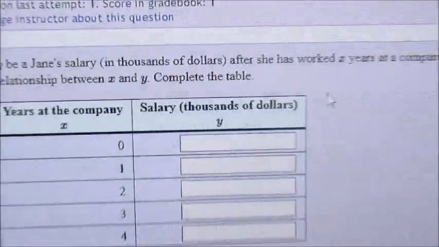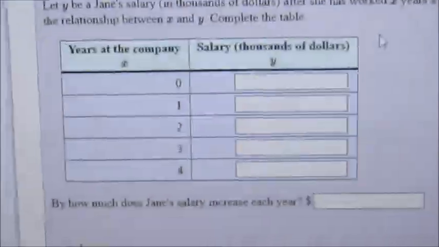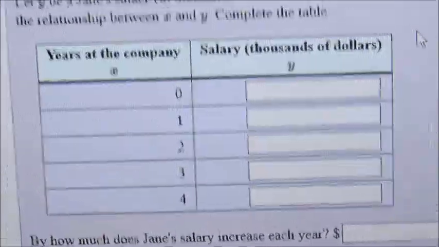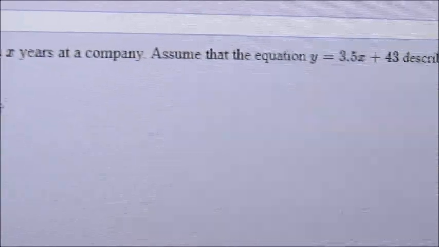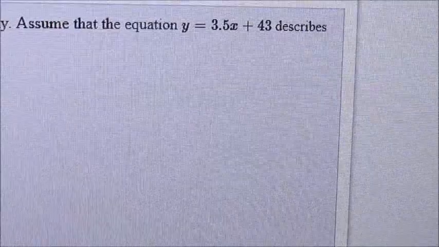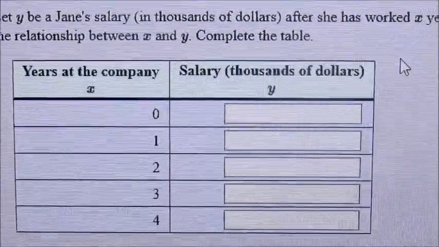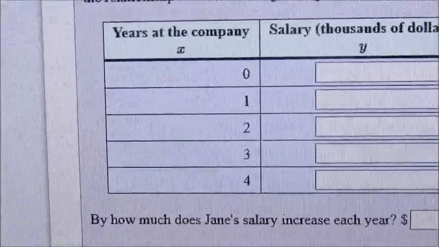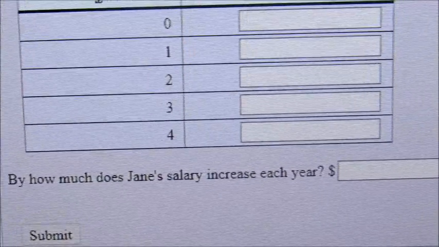Okay, so this one is kind of tricky for some people. It says let y be Jane's salary in thousands of dollars after she has worked x years at a company. Assume that the equation y equals 3.5x plus 43 describes the relationship between x and y. Complete the table. So it's giving you when she works 0 years, 1 year, 2, 3, 4, and what her salary is going to be. So just substitute these numbers in.